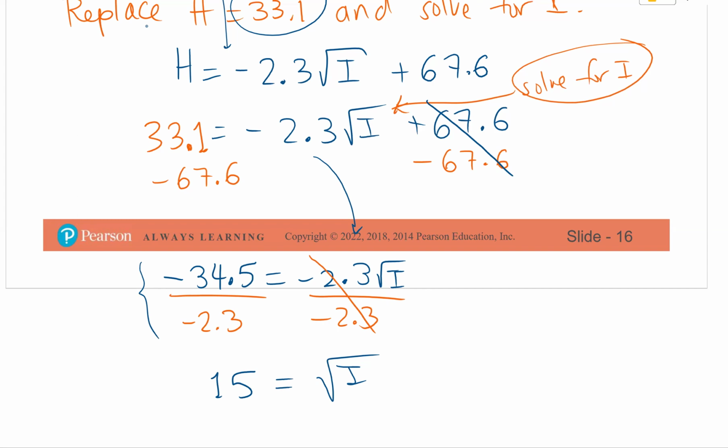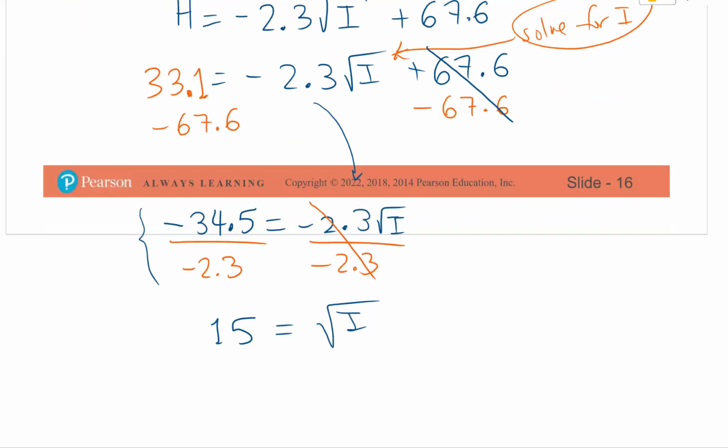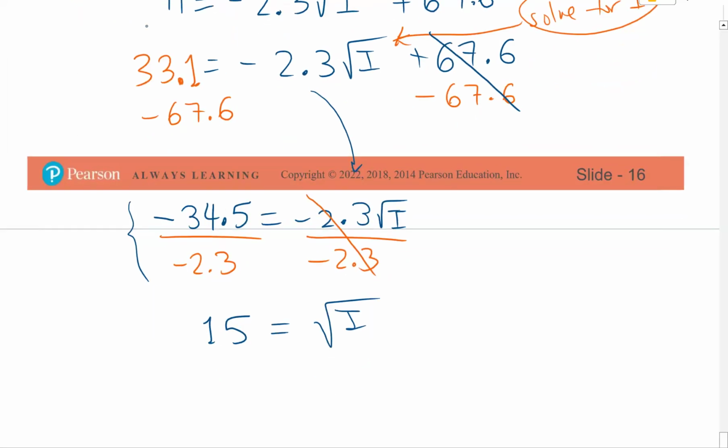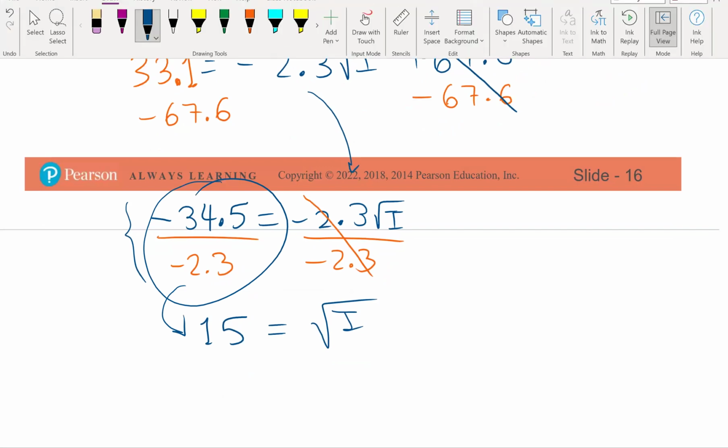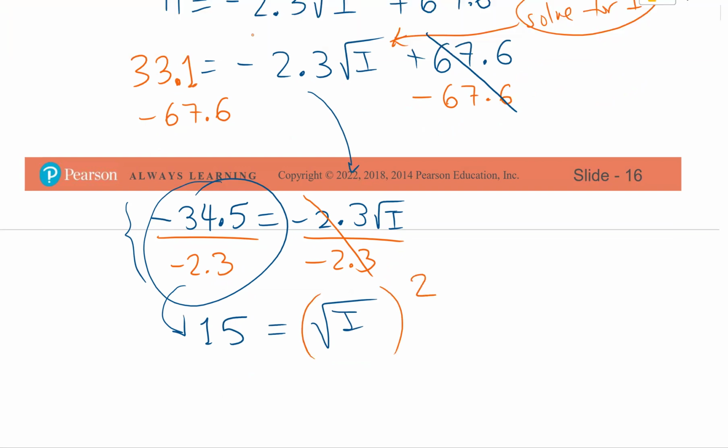34.5 divided by 2.3. When you get a really nice number, and these are decimal numbers, I thought there's no way we're getting a nice number, and we did. Well, they probably designed this problem to be nice. We're almost done. We don't have I by itself, though. I need to get rid of the square root. The opposite of a square root is a square. I need to raise both sides to the second power. So 15 isn't the answer. It's going to be 15 to the second power, or in other words, 15 times 15.